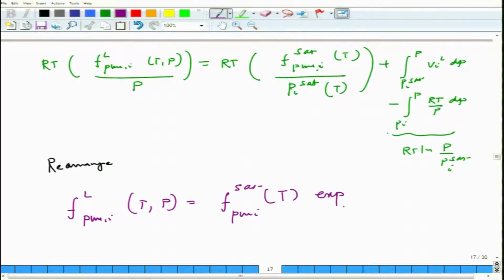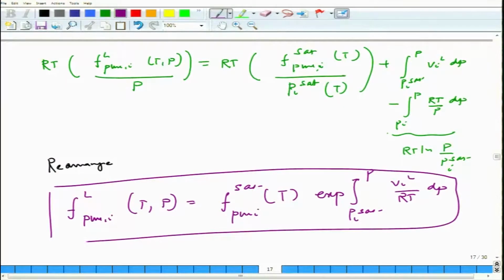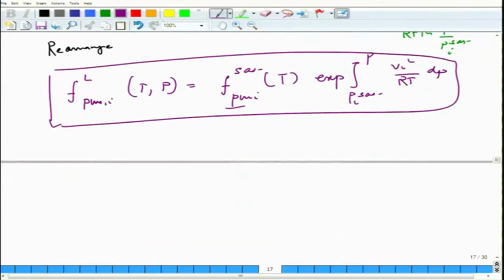And the other term is basically the correction due to the change in the pressure from Pi sat to P, integral of VIL by RT dP. So this is the term we got, which is a multiple of two terms: the saturation fugacity plus the correction term. I can also make use of the fugacity coefficient to express this term.